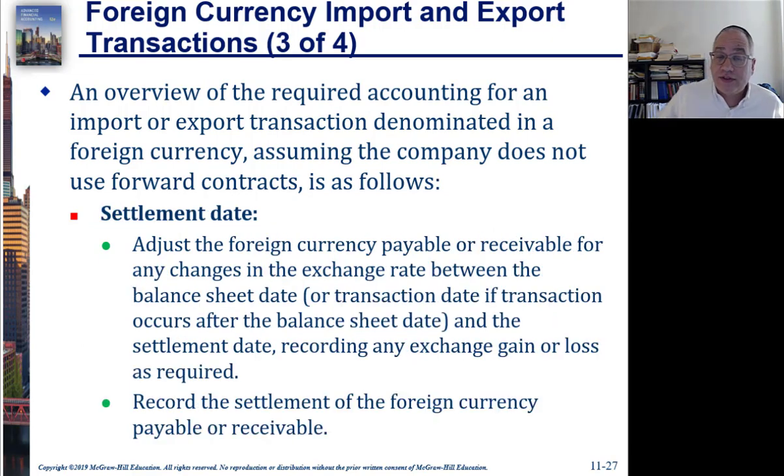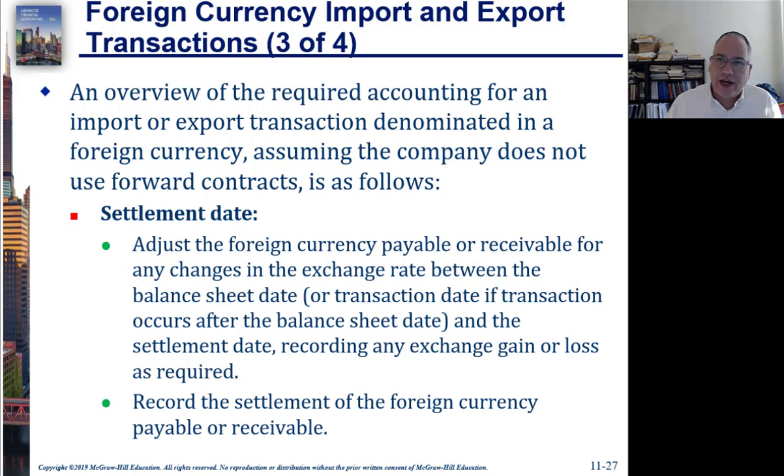Then you're going to have something called the settlement date. The settlement date is when you get paid for your receivable or when you pay off your payable. And you're going to settle it at whatever the current exchange rate, the spot rate, is on that date. And that'll be called the settlement. And you'll record it at the US dollar equivalent of whatever you paid or whatever you received of the foreign currency.